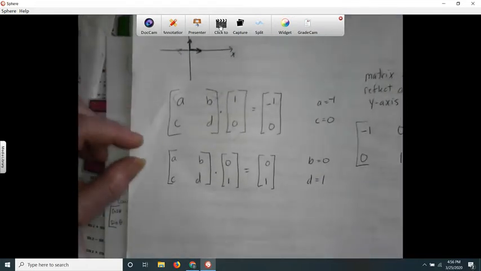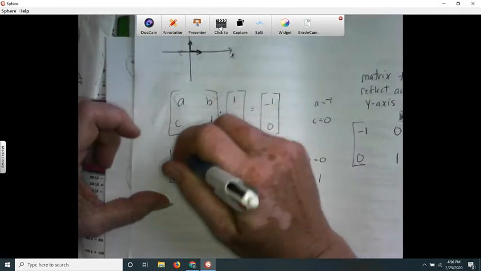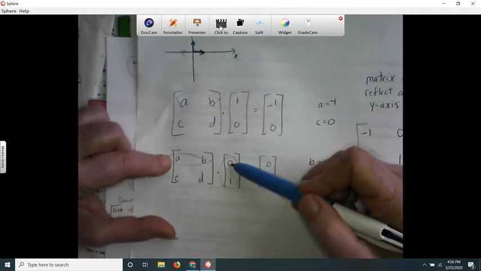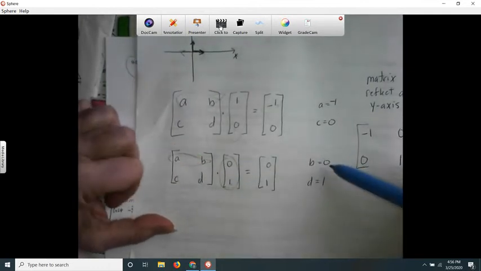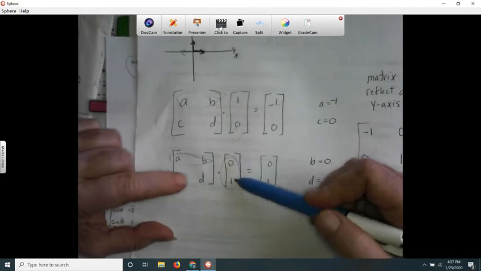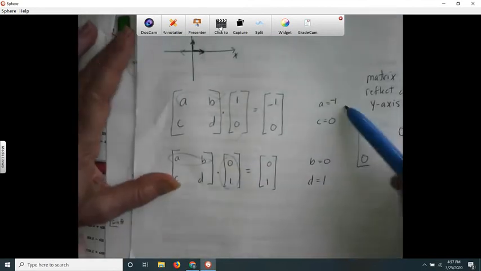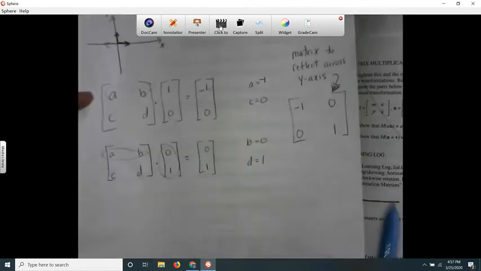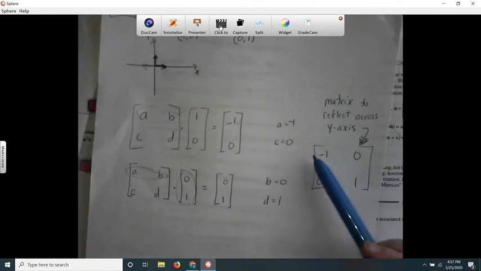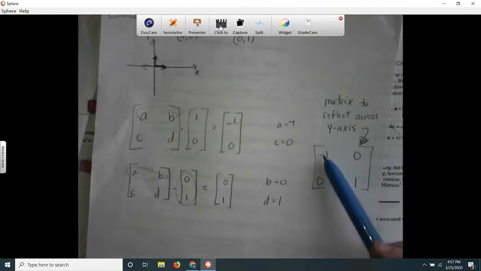And, I mean, we're doing this the long way. 0 plus b equals 0, so b is 0. And then 0 plus d equals 1, so d equals 1. And then I just put them in the matrix, and there they are. You might by now be noticing this one always does something to the x. It moves the x around, and this one moves the y.